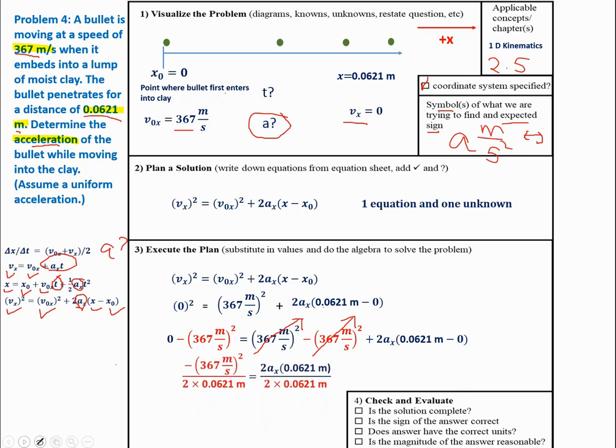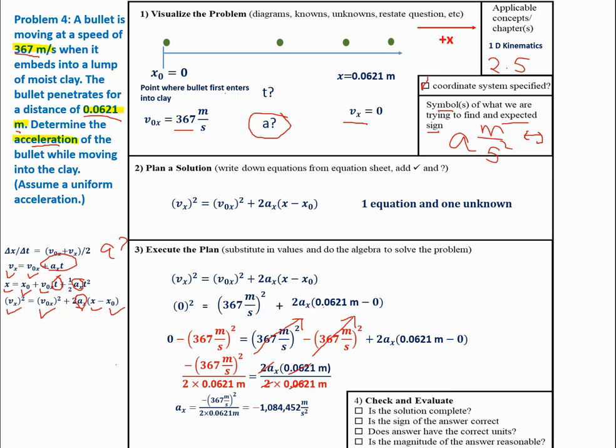Let's see the next step. I'm going to divide both sides by 2 times 0.0621 meters. Whatever you do to the left-hand side of the equation, do the same thing to the right-hand side. You basically have to do the same thing to both sides of the equation. Once you solve for the acceleration, you will get negative 1,084,452 meters per second squared for the acceleration.